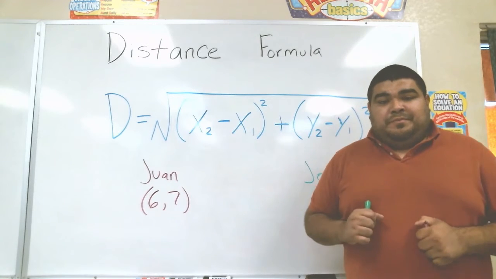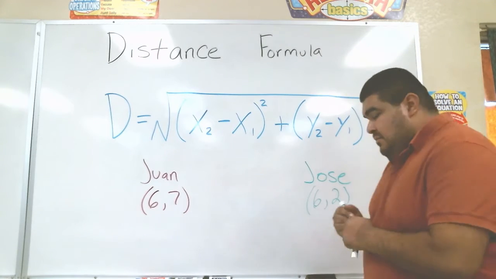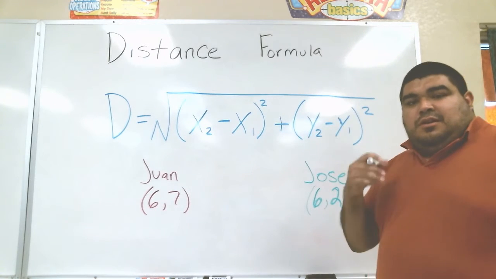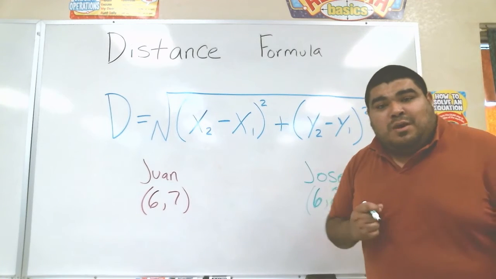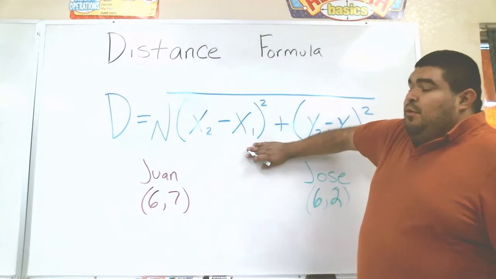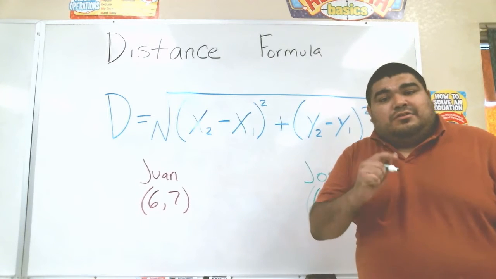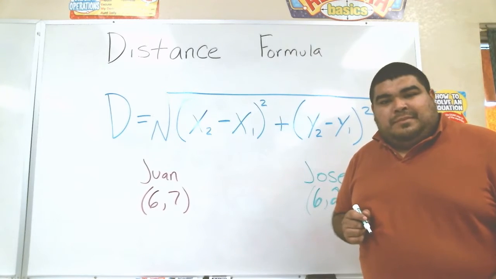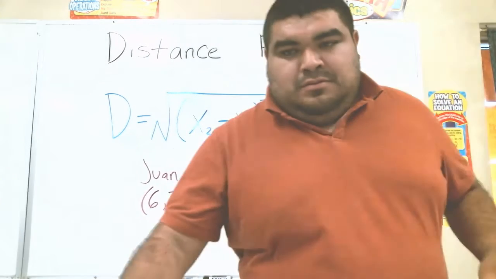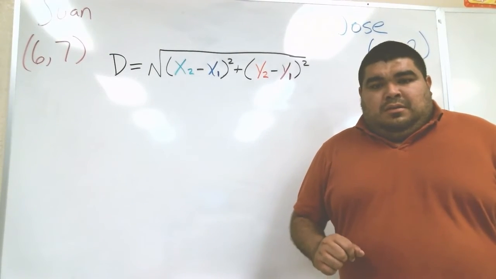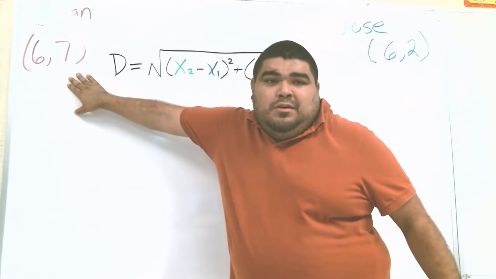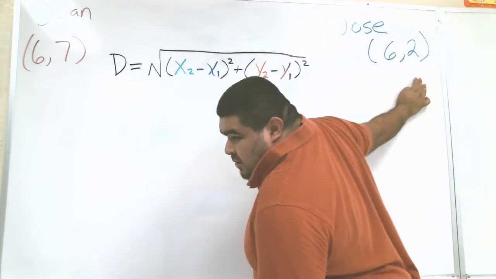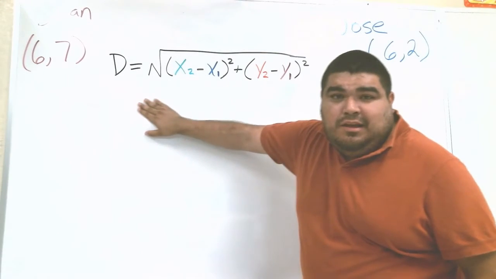So we're trying to find the distance between Jose and Juan. We're going to use the distance formula to find the distance between their houses. We have our coordinates for Juan, which was 6, 7, and our coordinates for Jose, which was 6, 2. We also have our distance formula up here.